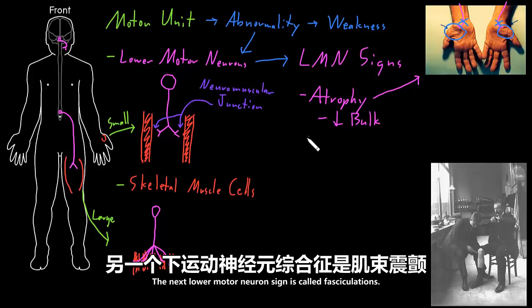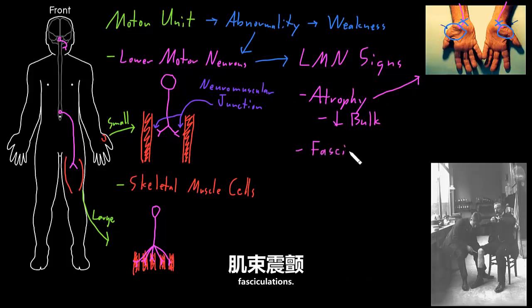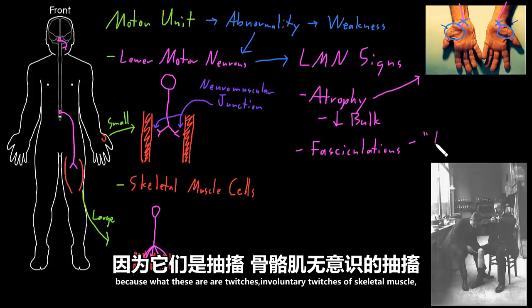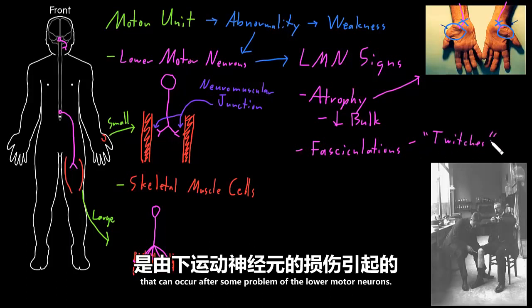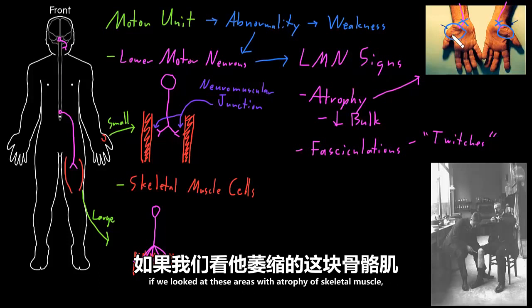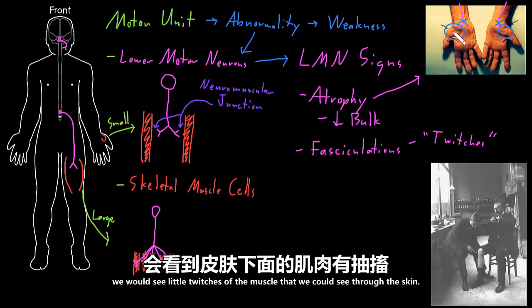The next lower motor neuron sign is called fasciculations. I can't actually draw these, because these are involuntary twitches of skeletal muscle that can occur after some problem of the lower motor neurons. So like in this person, if we looked at these areas with atrophy of skeletal muscle, we would see little twitches of the muscle that we could see through the skin.